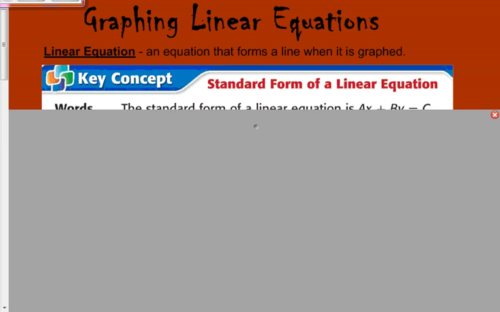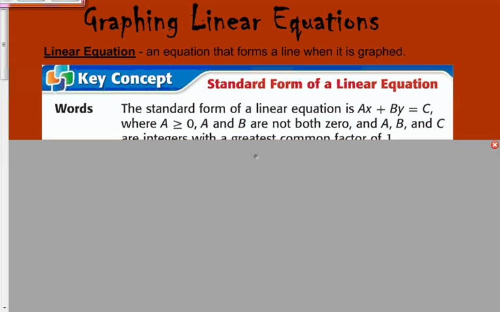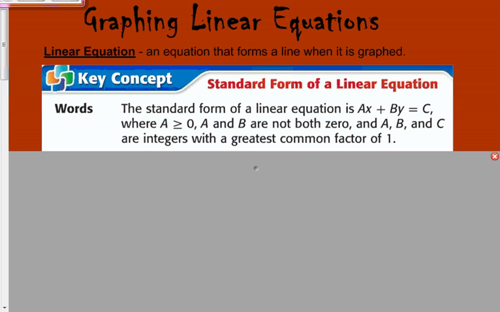First thing we're going to learn is the standard form of a linear equation, what it looks like. The standard form of a linear equation is Ax plus By equals C. A is a number, B is a number, and C is a number. They've got rules. A has to be greater than or equal to 0. That means it cannot be negative. So that's important. A cannot be negative.